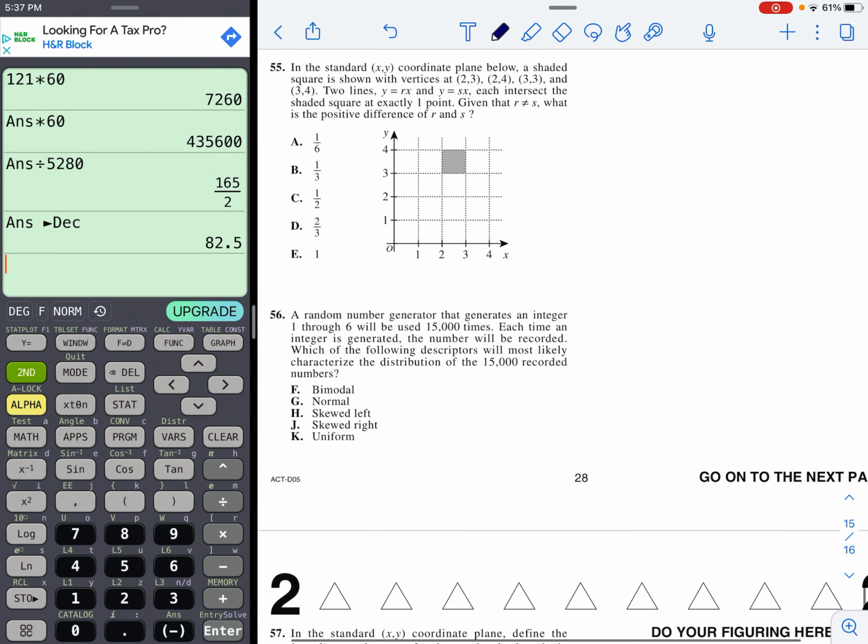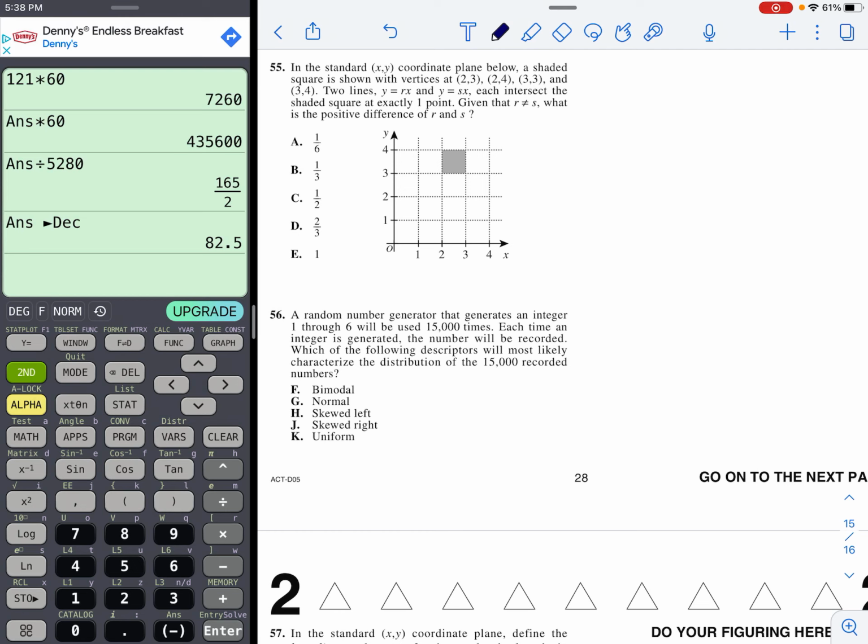55, in the standard coordinate plane below, a shaded square is shown. 2 lines each intersect the square at exactly 1 point. So what they're basically telling you is you can't have a line that touches at 2 points or corners like there. It has to touch just one time. You can't have a line that's like that because it would touch the square at 2 points there.